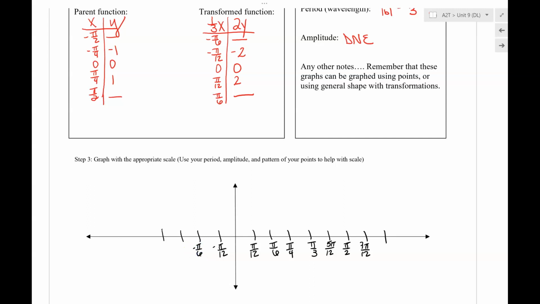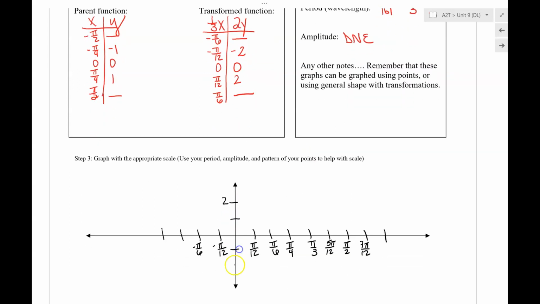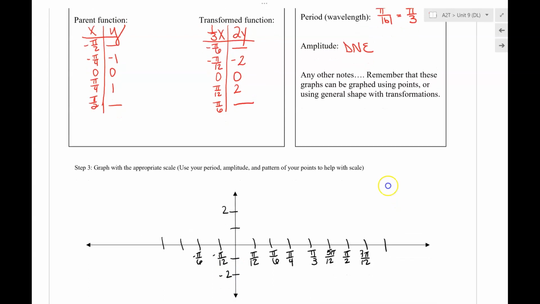I really am only going to need you to label out 2 periods for tangent, okay? Do as many as you want, absolutely, as thorough as you want to be, but know that I'm only going to expect that. Okay, and then we'll go up to 2 and down to negative 2. Excellent. All right, here we go.